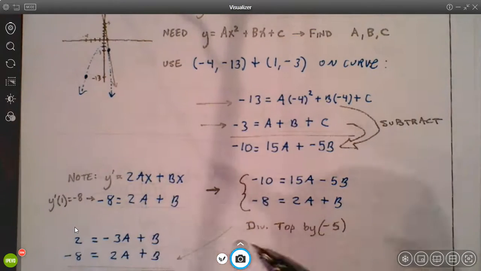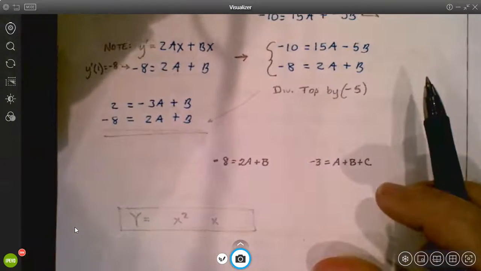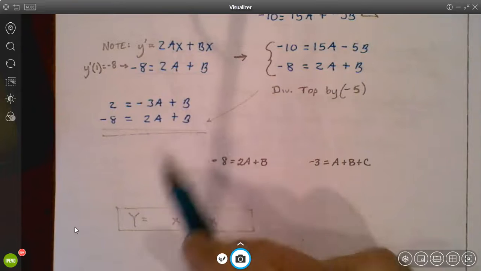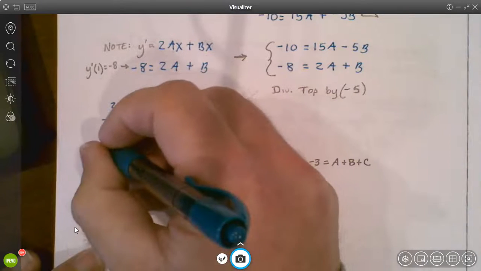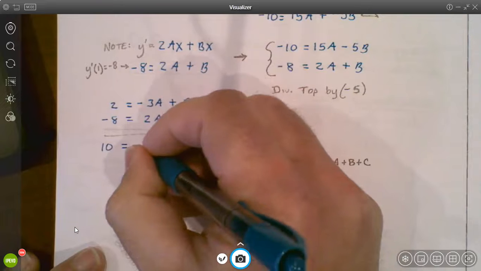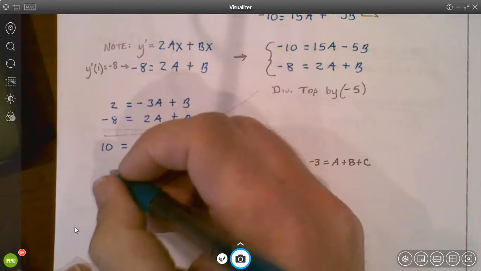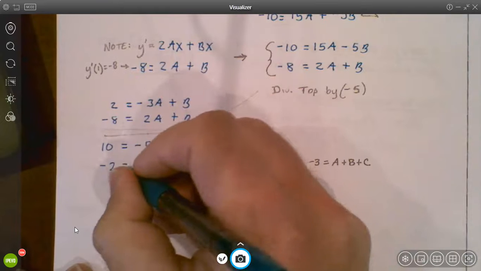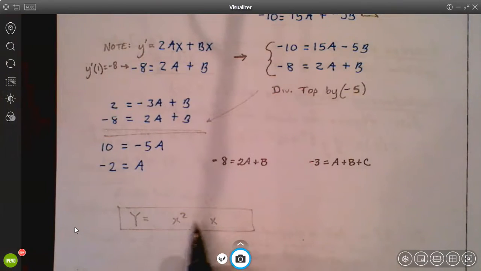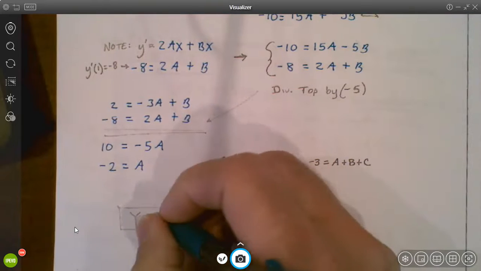So now if I do another little subtraction step, I can see that my b's will cancel. So let's just do the top equation minus the bottom equation. So 2 minus -8 would be 10. -3 minus 2 would be -5a. My b's cancel. It's what we were hoping for. Divide this guy over, and now we know that -2 is our a value. So just looking at the general setup of our parabola here, we now know that our leading coefficient is -2.